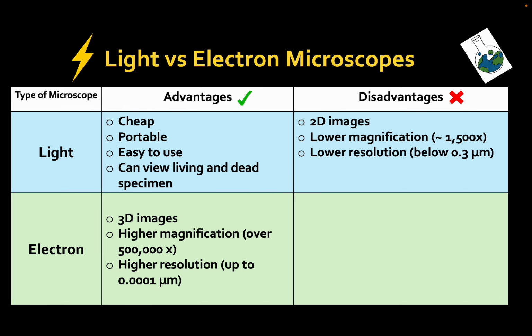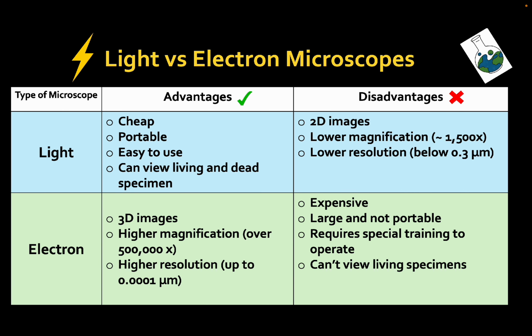The advantages of an electron microscope is that you can see 3D images. It has a higher magnification and a higher resolution. However, the disadvantages of electron microscope is that it's expensive, it's large and not portable, requires special training to operate, and it can't view living specimen.